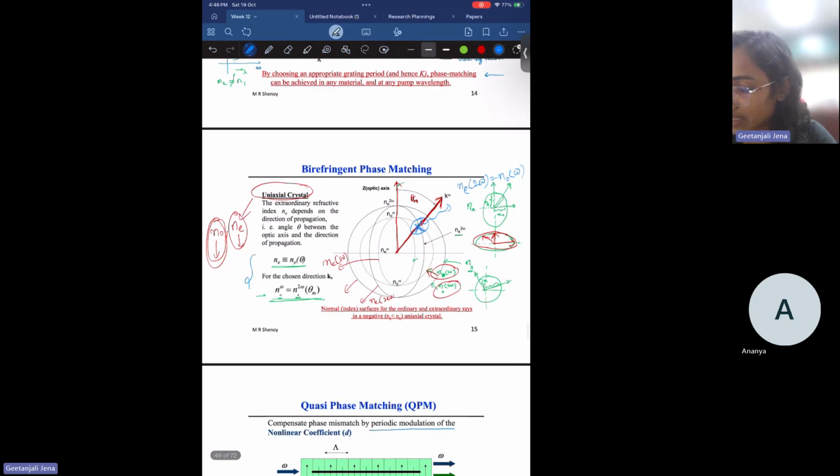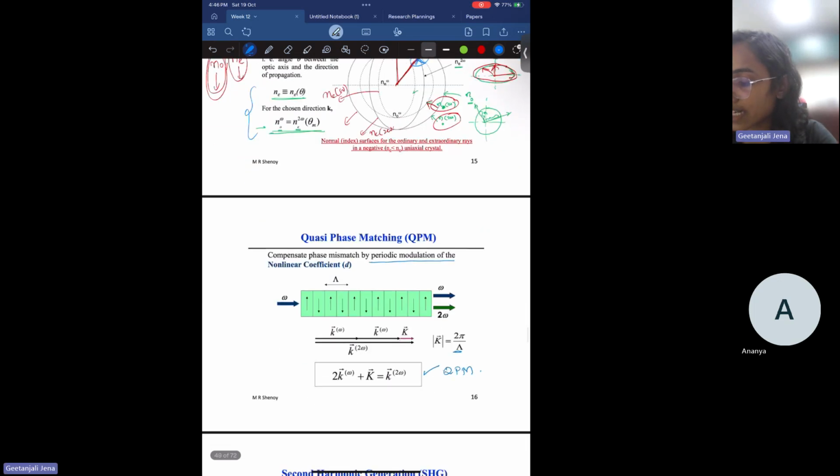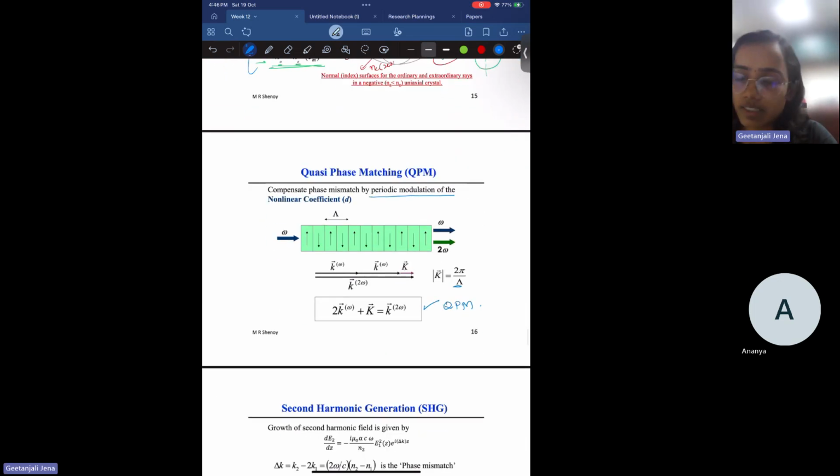So this is already explained in this paragraph. The second is the quasi-phase matching condition. That is compensating the phase mismatch by periodic modulation of the nonlinear coefficient d. If you see this diagram, there is a periodic modulation of the index. In this case it is, let's say, positive, in this case it is negative, and there is a periodic modulation.